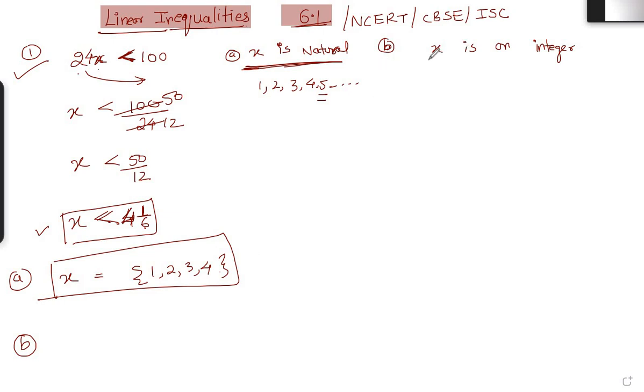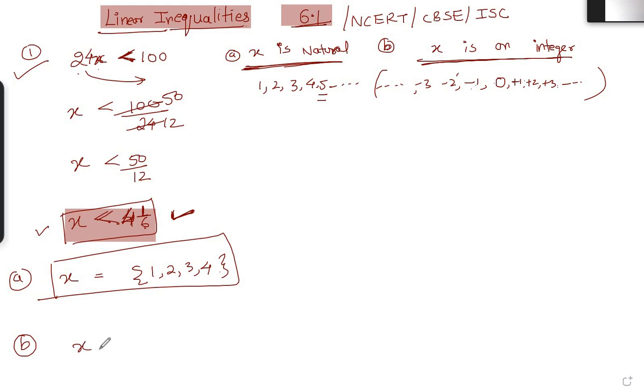Part B. They are saying x is an integer. So remember, integers can be on both sides of zero: 0, plus 1, plus 2, plus 3 and so on, or on the left side, minus 1, minus 2, minus 3. These are called integers. And the condition that we need to follow is x is less than 4 1 by 6. Correct? So in order to follow this, I have to consider all the integers but less than 4.